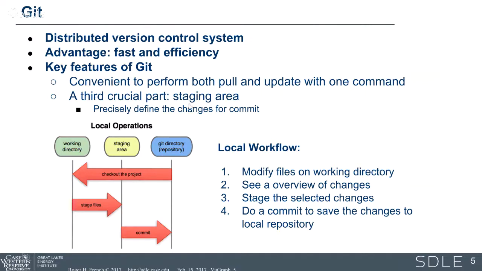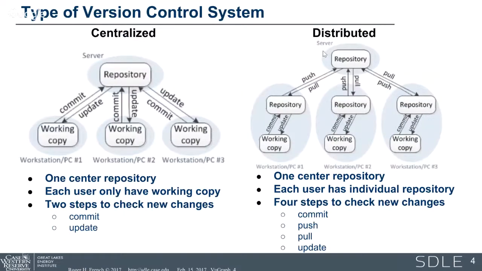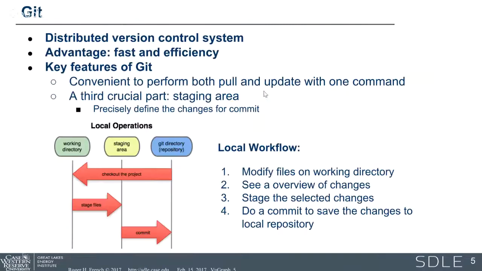Another part is that Git has a third crucial part called the staging area, which is different from the distributed version control system diagram I showed here. With this staging area, you can choose which changes you want to share with your team members and which you're still working on and do not want to show yet.